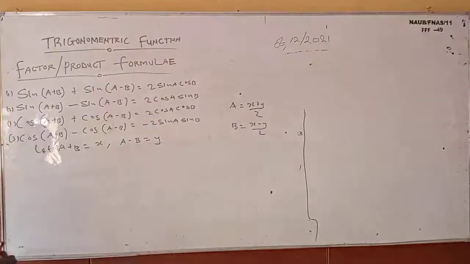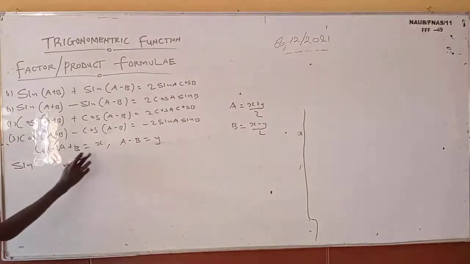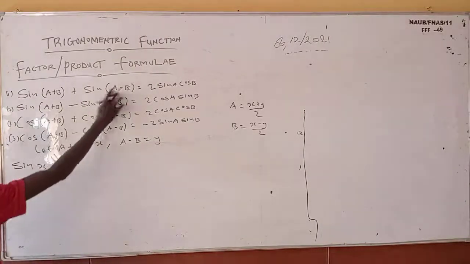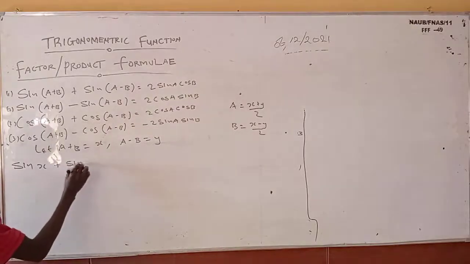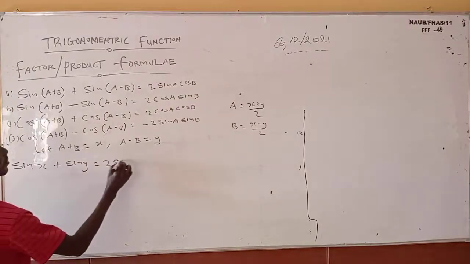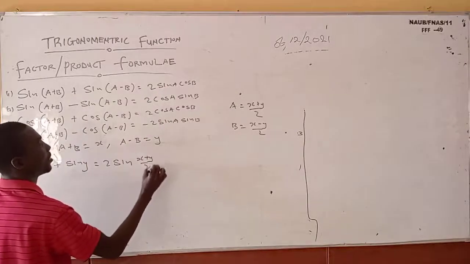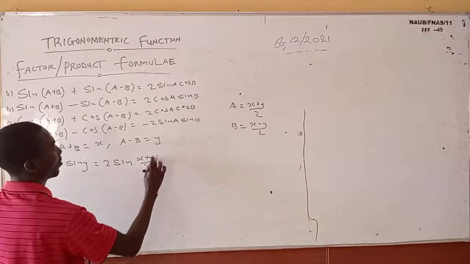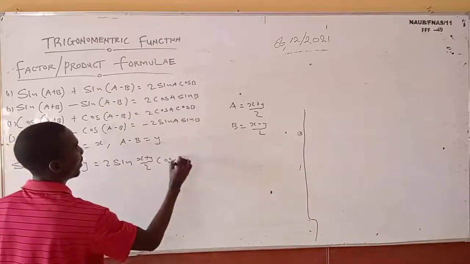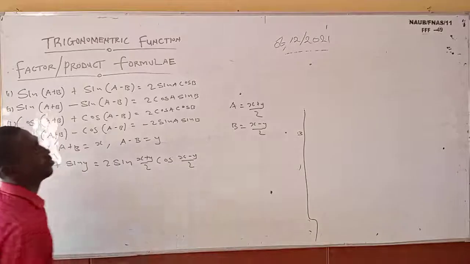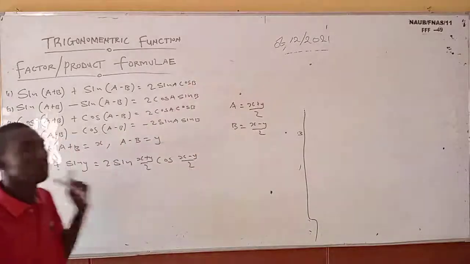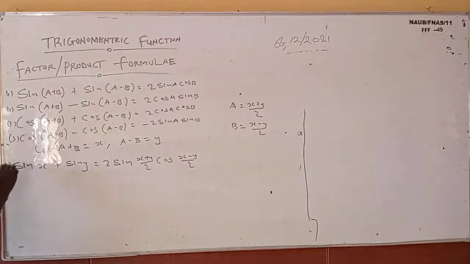So let me go now. In all these things, let's start with 1. So it should be sine a plus b is s, plus sine a minus b is y, sine s plus sine y will be equal to 2 sine of a, which is s plus y over 2, cos of s minus y over 2 for b, cos b. You get that?